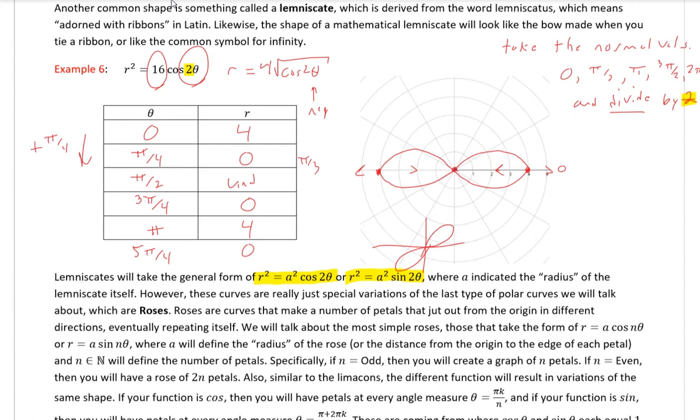These graphs, though, lemniscates, are really just a special variation of another type of graph. Something that is a lot more common, and that is what is called a rose. A rose is a curve that looks like a rose. It looks like a flower. It's going to have multiple petals. Kind of like this graph here. We had a single petal of a flower and another petal on the other side. So this is like a two-petaled flower.